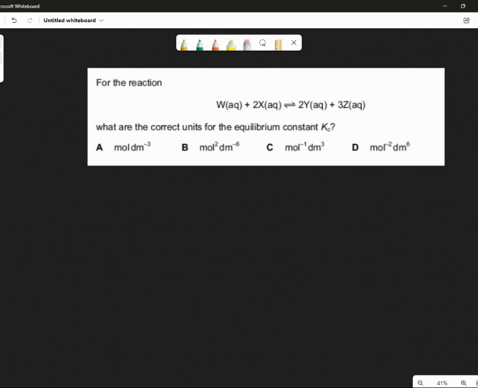Number 8. That's easy as well. Which element is expected to show the greatest tendency to form covalent compounds, and that's aluminium. We did that in class.